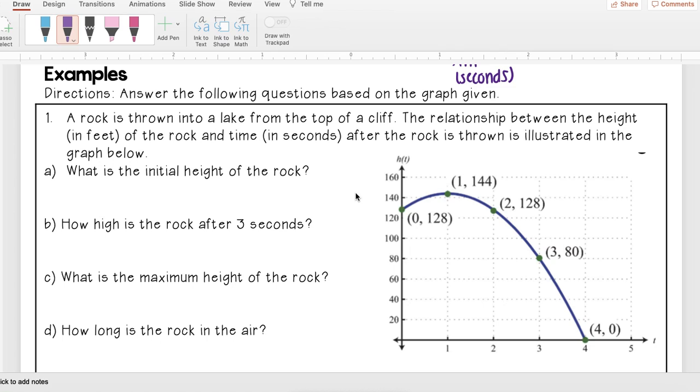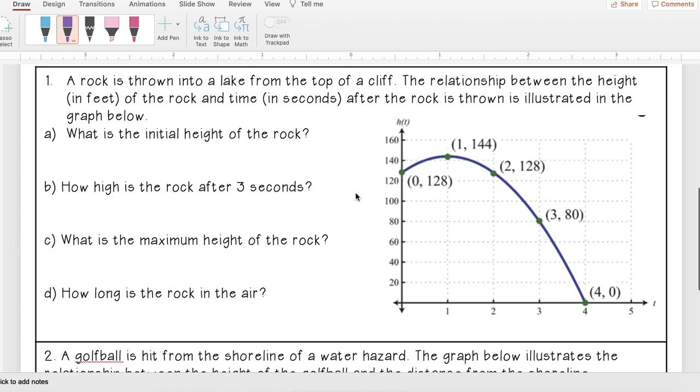So in this video, we're going to be interpreting a quadratic function, but for this one, we will be given the graph. So this first one says, a rock is thrown into a lake from the top of a cliff. The relationship between the height in feet of the rock and time in seconds after the rock is thrown is illustrated in the graph below. And so again, over here, this is going to be your height. Down here is time.